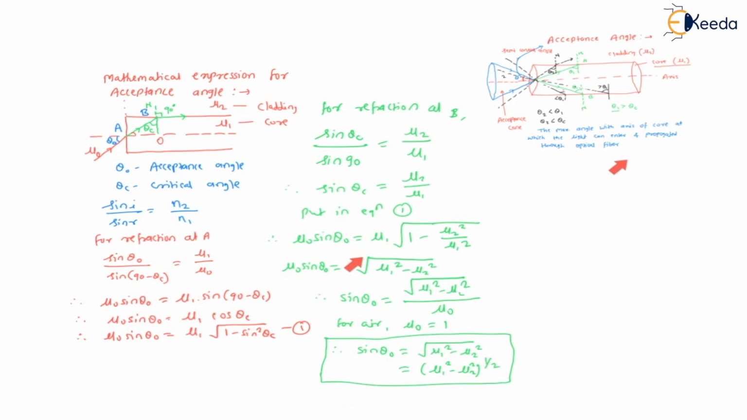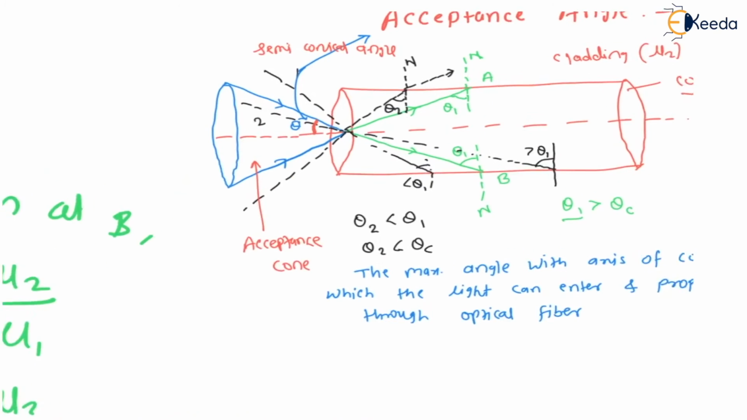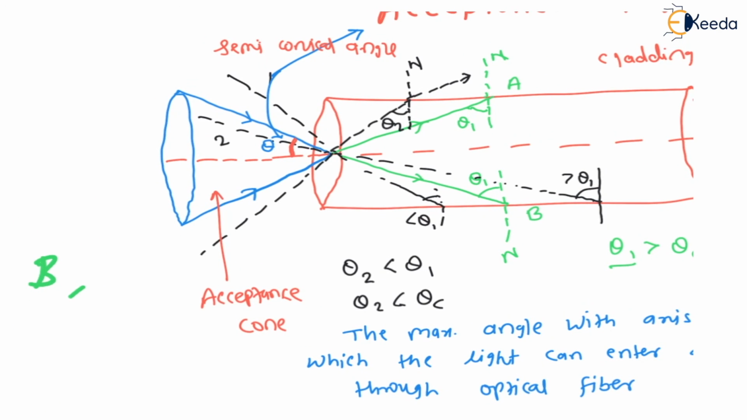Again, I would like to remind you all that this acceptance cone simply means that whatever light comes into this particular cone, all of that light is accepted by the optical fiber and then guided for the next propagation. So remember acceptance cone, acceptance angle. I hope you understood all the points which I covered today.